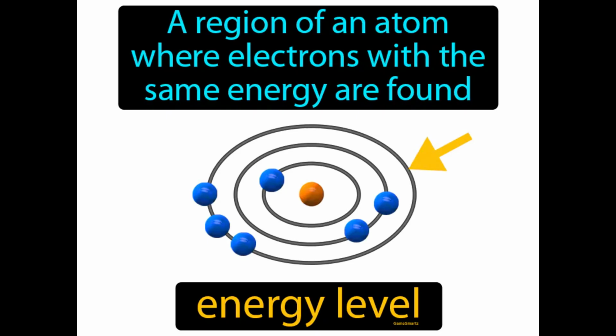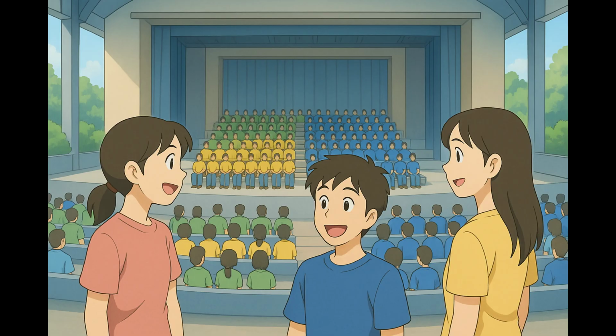A region of an atom where electrons with the same energy are found. Energy level. An energy level is the specific area around an atom's nucleus where electrons orbit based on their energy. Imagine you're at a crowded concert where everyone with the same type of ticket is grouped together in specific sections. Just like how ticket holders are organized by sections based on their ticket type and price, electrons in an atom are organized into energy levels based on their energy.